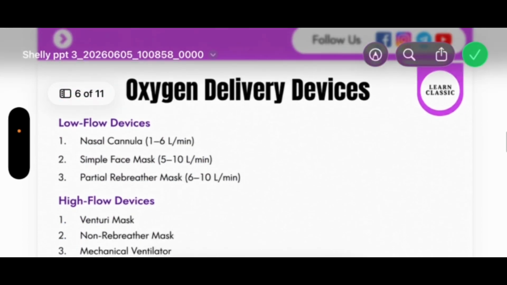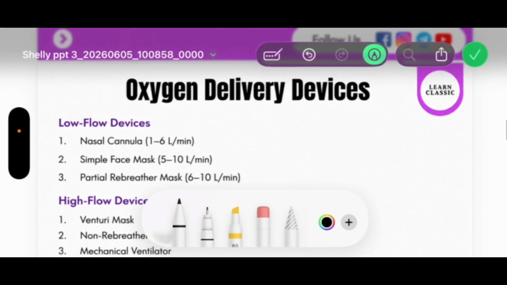Now, what are the devices used to deliver oxygen? The first are the low flow devices. The first one is the nasal cannula, or we can also say nasal prongs, that delivers 1 to 6 liters of oxygen per minute. The next one is the simple face mask, delivering 5 to 10 liters of oxygen per minute, and the partial rebreather mask that will deliver 6 to 10 liters per minute.